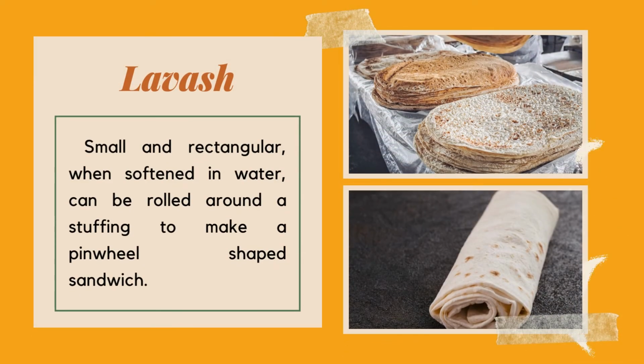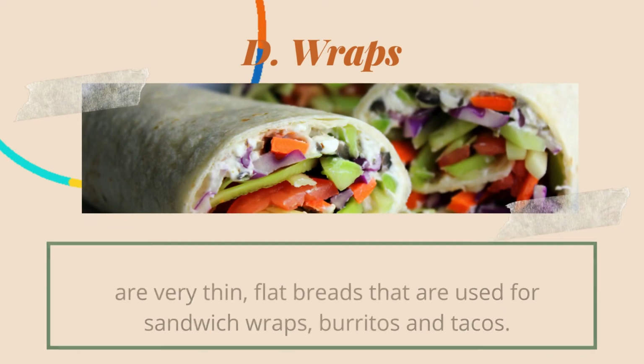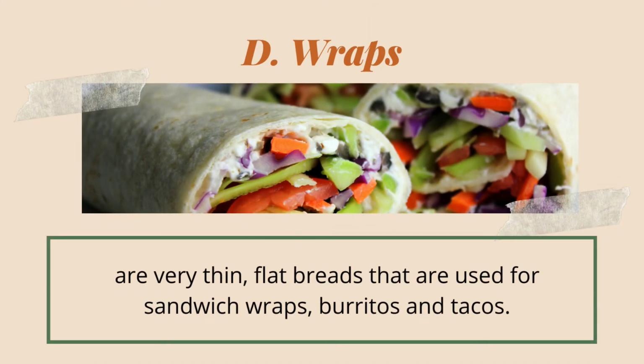And now let's have the next type of bread, which is wraps. These are very thin, flat breads that are used for sandwich wraps, burritos, and tacos. So this is another kind of bread which is used in sandwich making that is somehow similar to flatbreads. Let us now discuss the different examples of wraps.